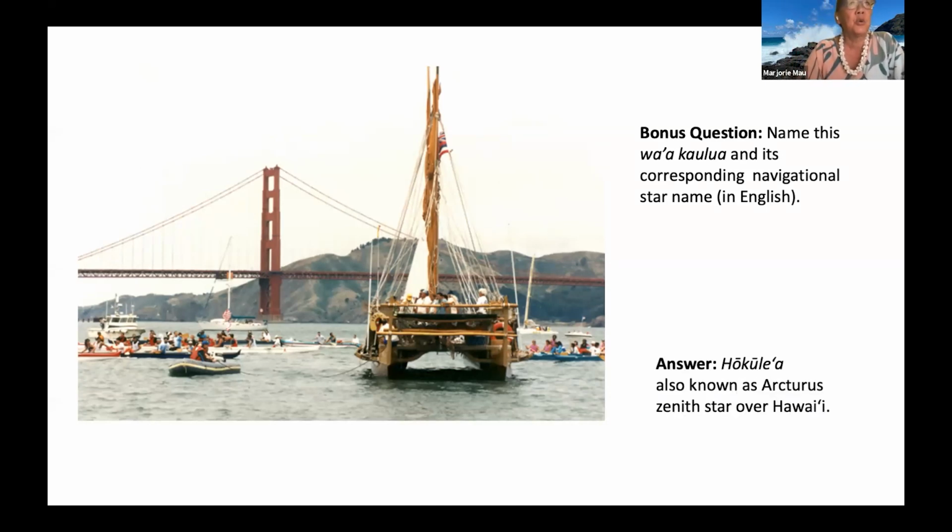If you answered Hokulea, you're correct. This is Hokulea on one of its many voyages to California. It's also known as Arcturus. It's a navigational star. It's the zenith star over Hawaii. And this is one of many stars that our navigators use to wayfind.